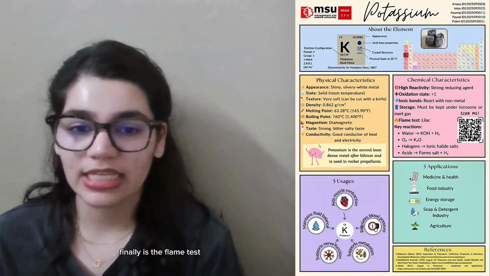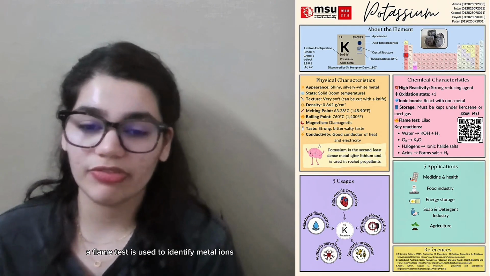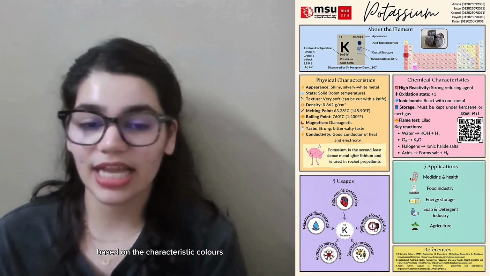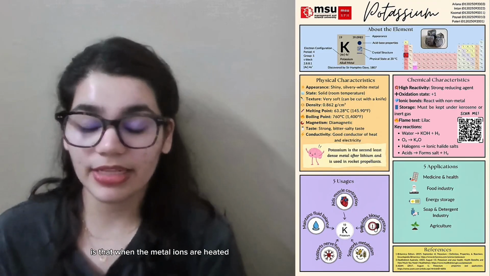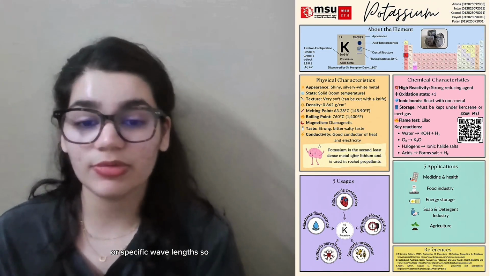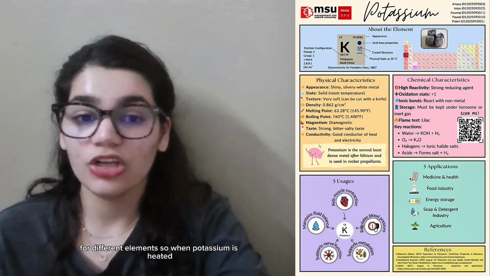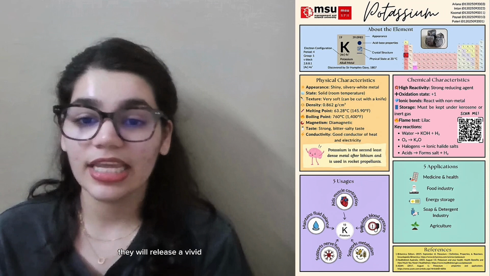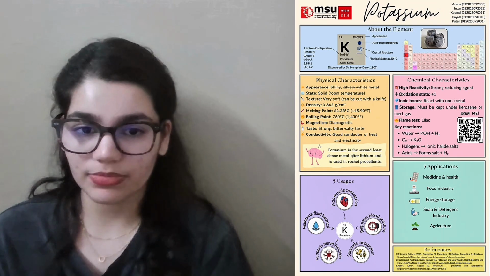Finally is the flame test. This is a very simple identification method. A flame test is used to identify metal ions based on the characteristic colors they produce when heated in a flame. How the flame test works is that when the metal ions are heated, the electrons become excited and release light of specific wavelengths. So this produces different flame colors for different elements. When potassium is heated, it will release a vivid lilac or violet color to the flame.